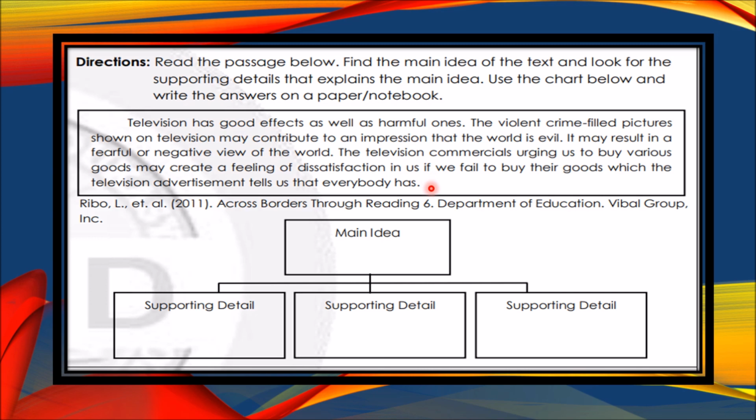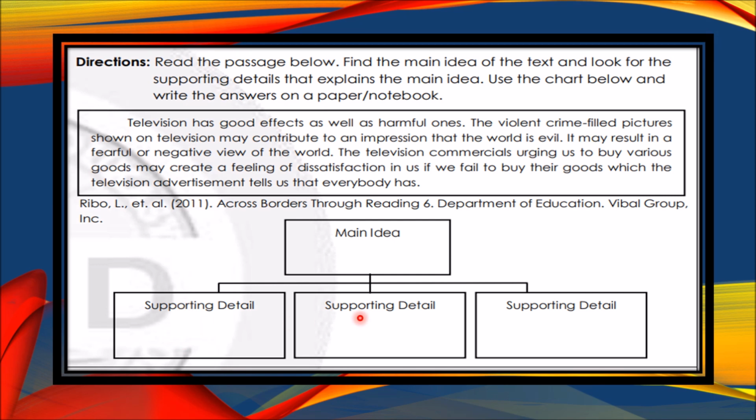Okay? So, the main idea here, what is the main idea? It's about the television has good and harmful effects. So that is the main idea here. You're going to write television has good and harmful effects. Okay? So you have to support the ideas given there, the main idea. The first supporting detail is that the violent crime-filled pictures shown on television may contribute to an impression that the world is evil. That's the supporting details there.